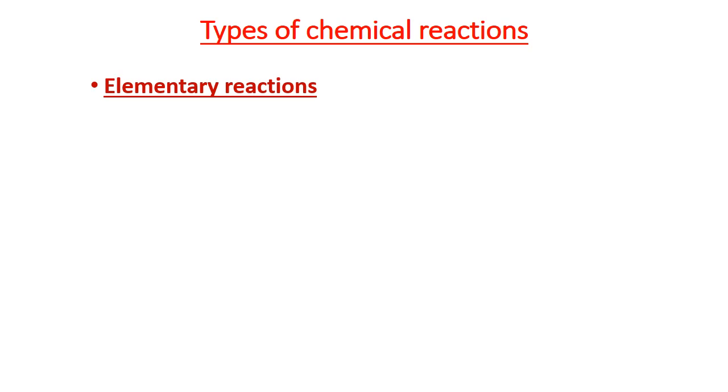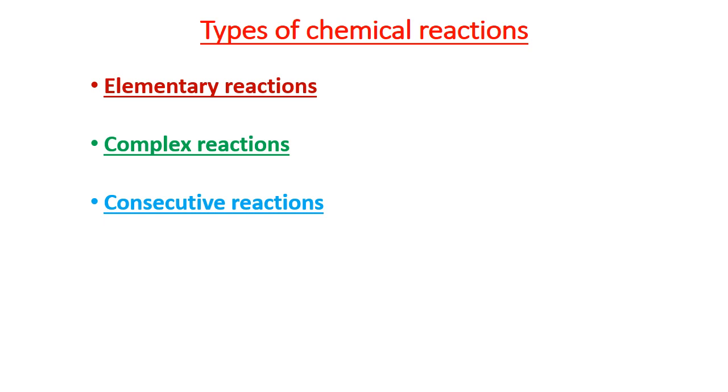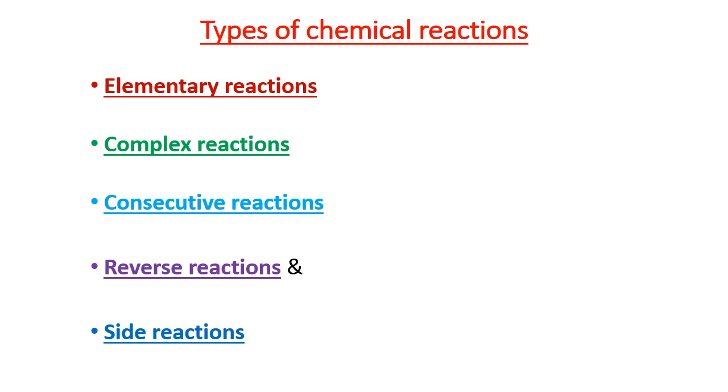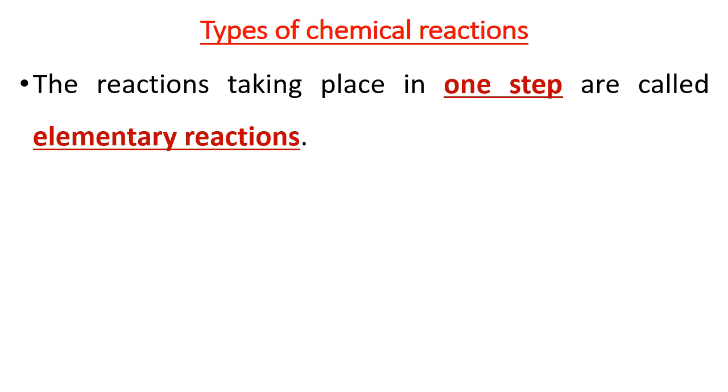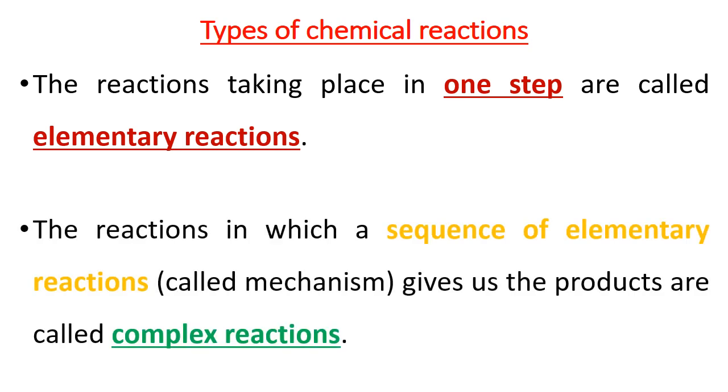Let us discuss about different types of chemical reactions. First type of chemical reactions are elementary reactions. Second one is complex reactions. Third one is conjugative reactions. Fourth one is reverse reactions. And fifth one is side reactions. The reactions taking place in one step are called elementary reactions. The reactions in which a sequence of elementary reactions gives us the products are called complex reactions.